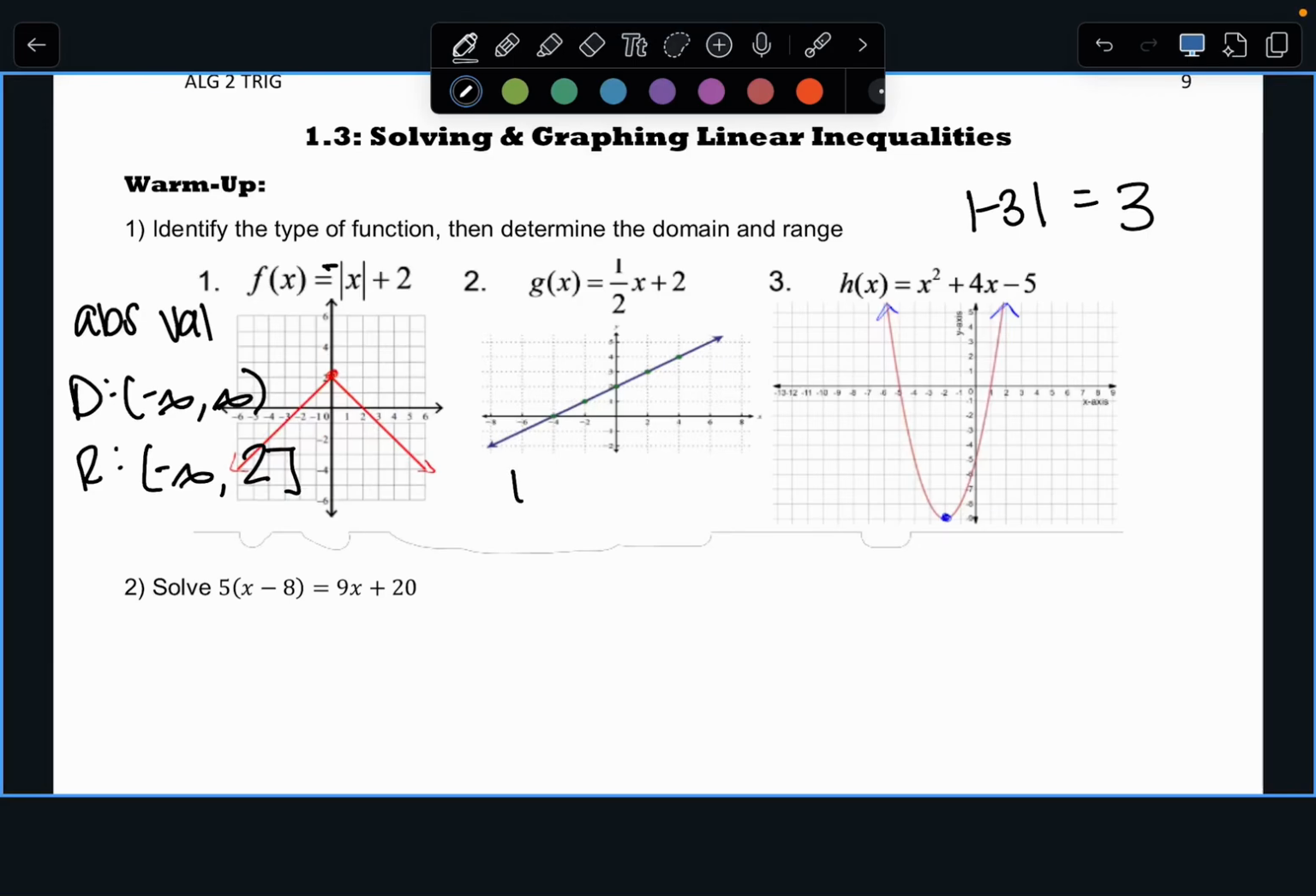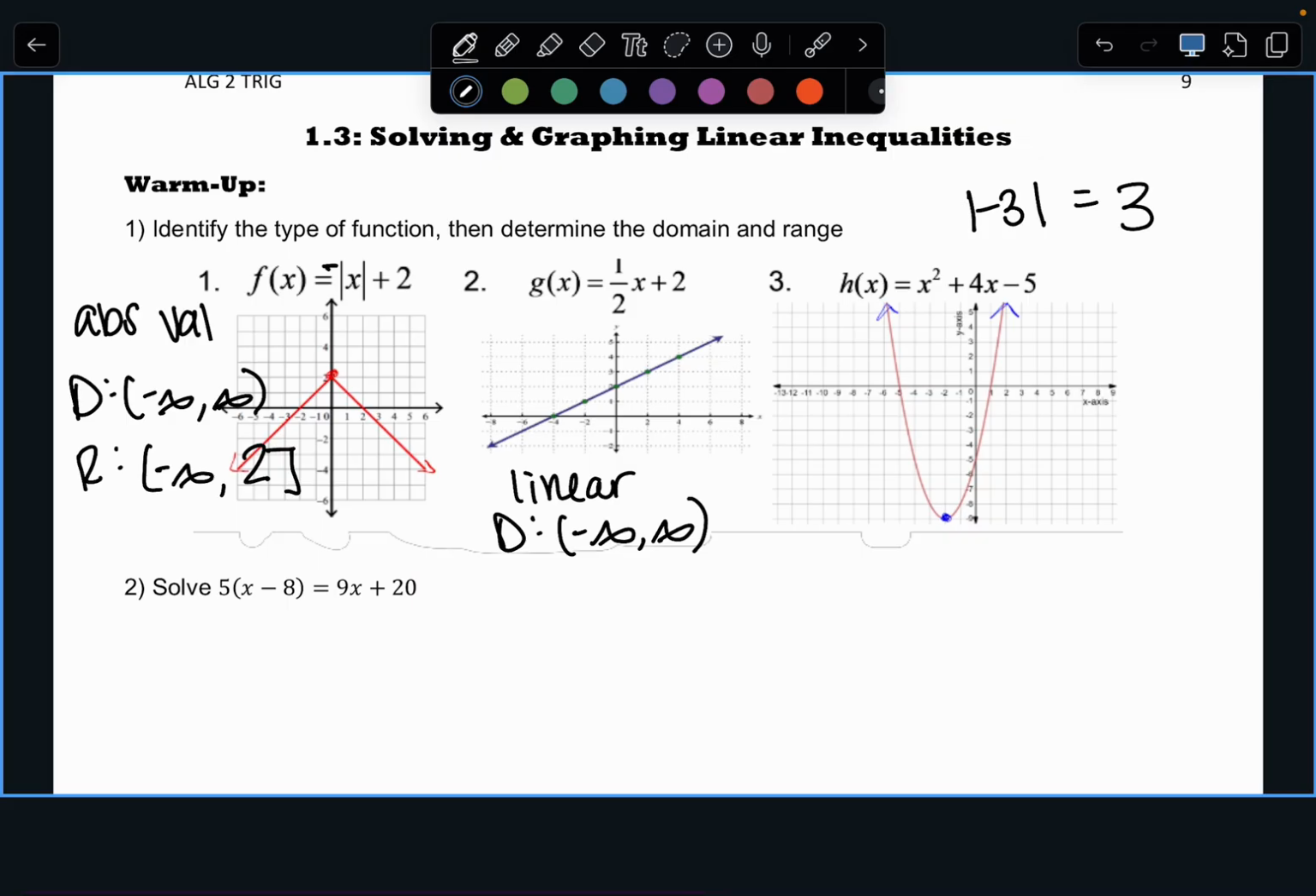Linear. Okay, our favorite. y equals mx plus b. Domain. What are we feeling? If we start at the left, do we have points at negative infinity? Yeah. Do we have points all the way through to positive infinity? Yeah. So domain is all real numbers, negative infinity to infinity. What about range? Same thing.